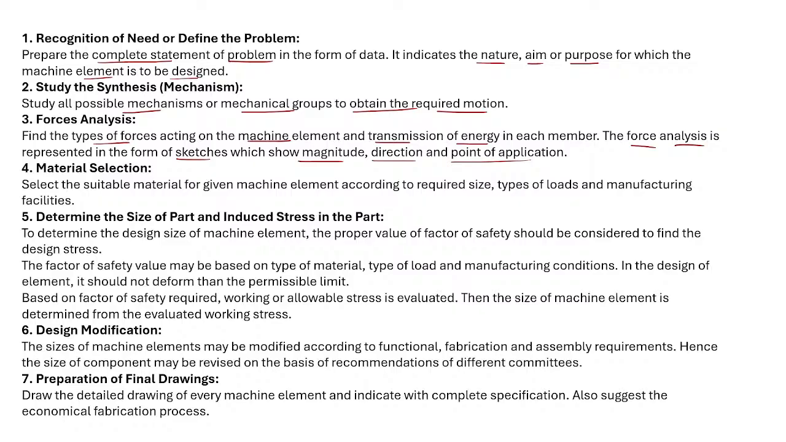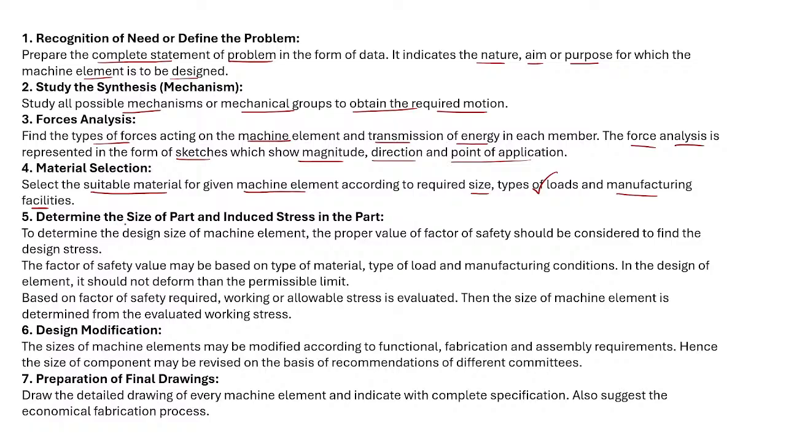Next is selection of material for a given machine element. Suitable material should be selected for the machine element, and for whatever size is desirable, based on the customer requirement. So the material needs to be selected, along with the type of loading, which could be static load, dynamic load or harmonic load, and what manufacturing facilities are available nearby.